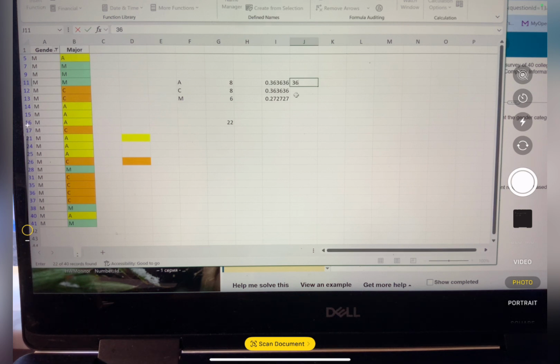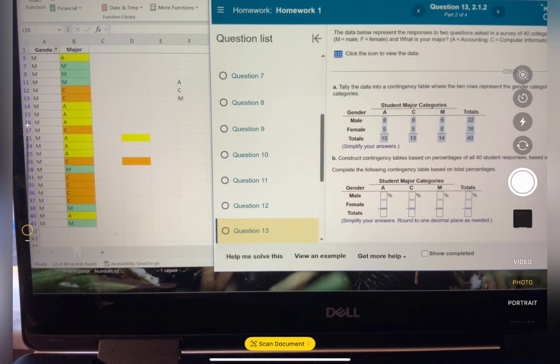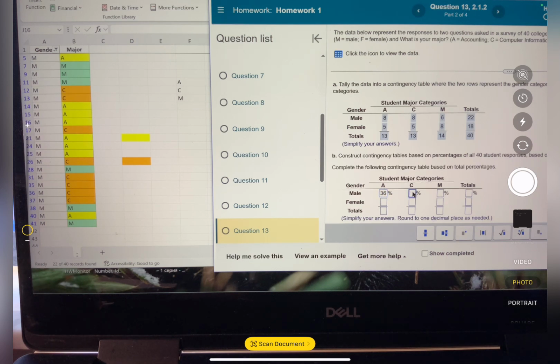363, also 36%. And this one, 272, it's going to be 27%. So 36, 36, 27. This is for male. Writing 36, 36, and 27. So how much is going to be total?